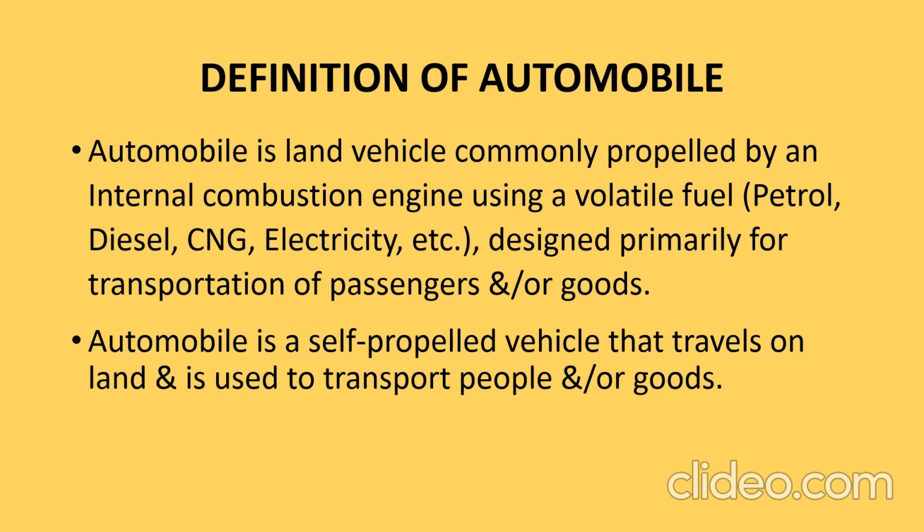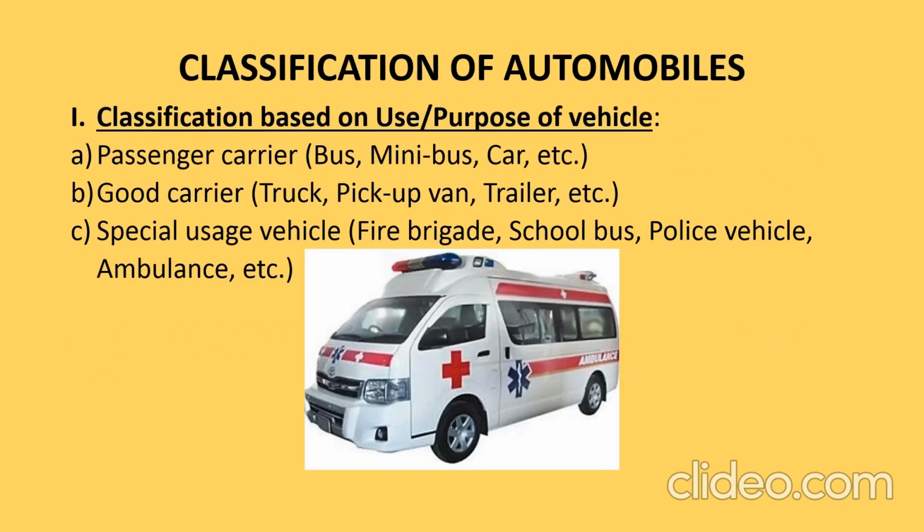Classification of automobiles. So, classification of automobile based on use or purpose of the vehicle. Passenger carrier like bus, minibus, car, etc. Good carrier like truck, pickup van, trailer, etc. Special usage vehicle like fire brigade, school bus, police vehicle, ambulance, etc.